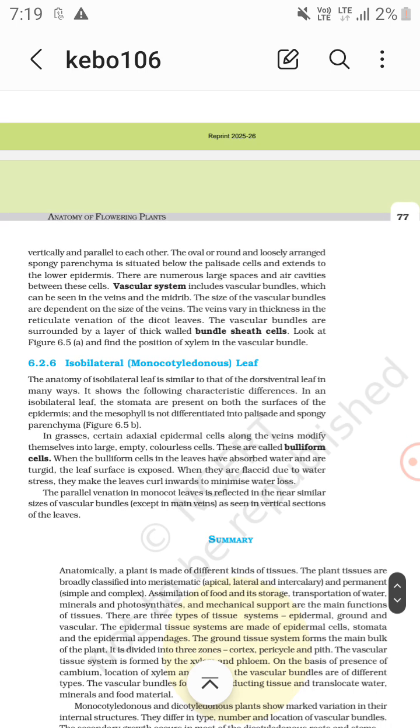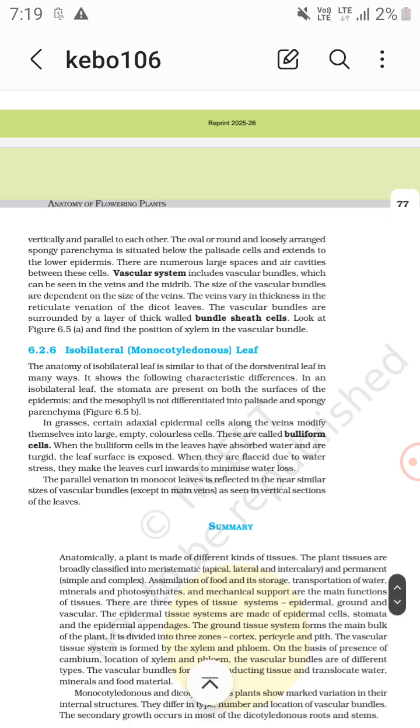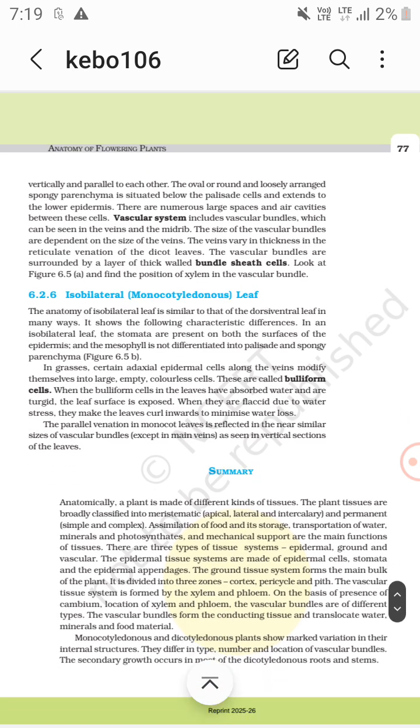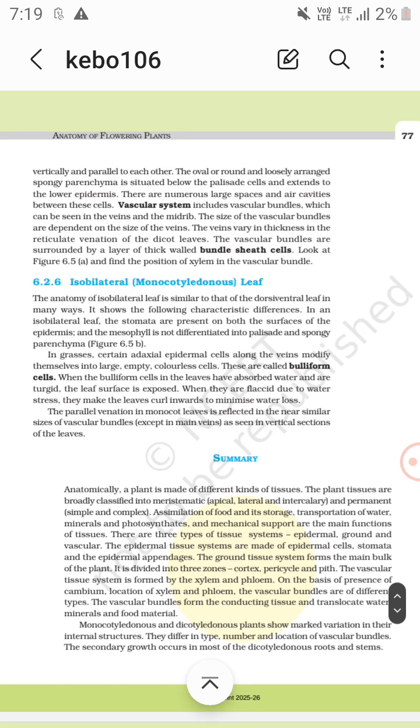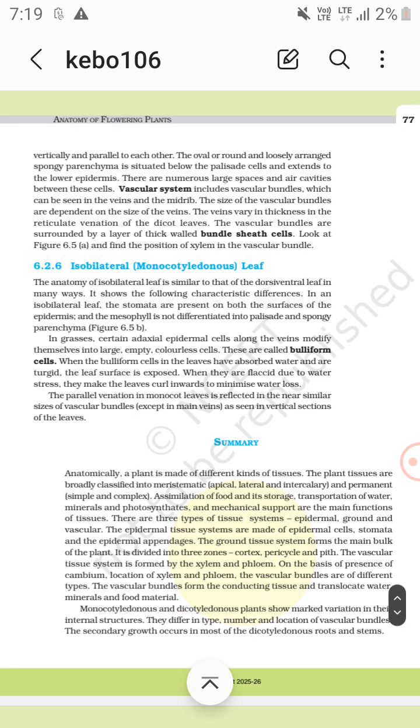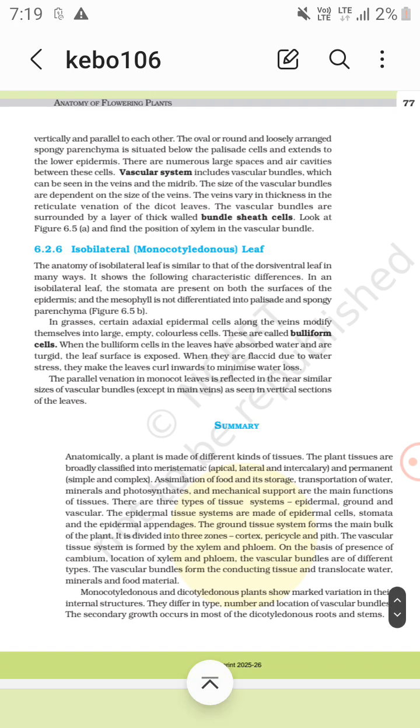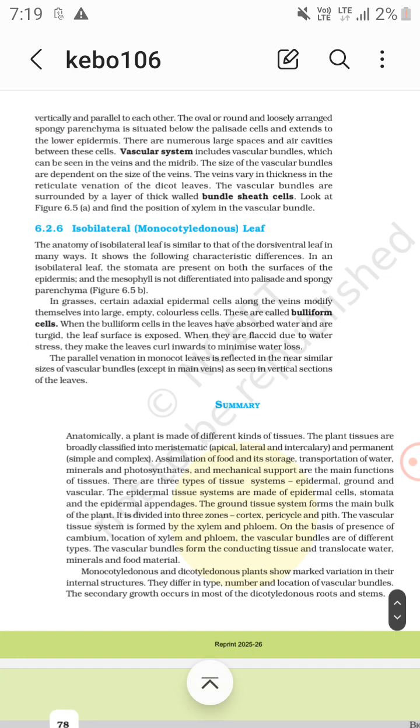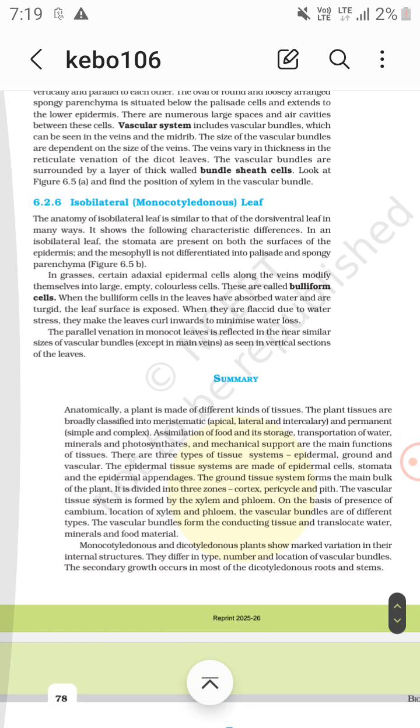Now vascular system consists of vascular bundles. Now the size of the vascular bundles depends on the size of the veins. Another thing is that reticulate venation is present, and parallel venation in monocot, and vascular bundles are surrounded by a layer of thick walled bundle sheath cells. Now this is it.